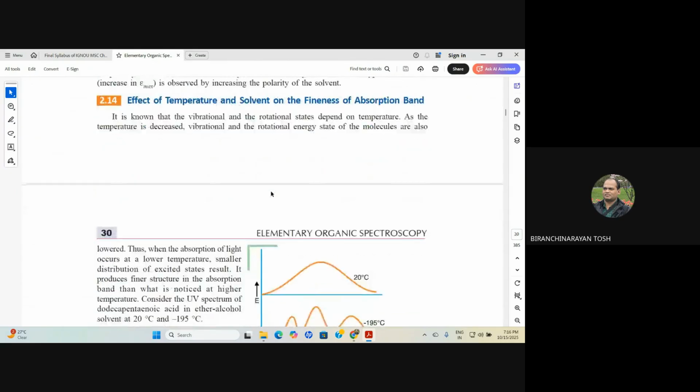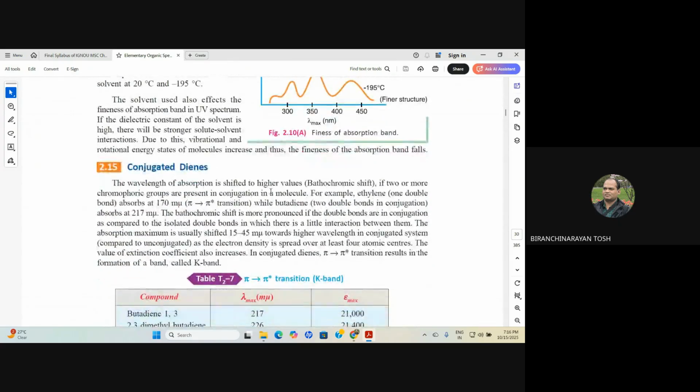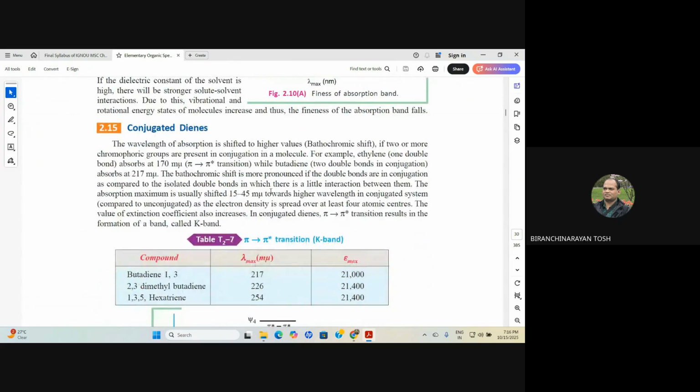Effect of temperature and solvent, no. Now we'll go for conjugated dienes, how the absorption shifts.